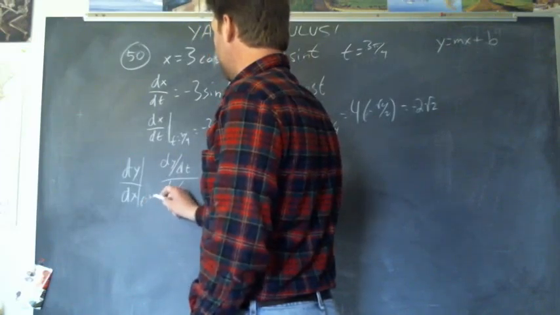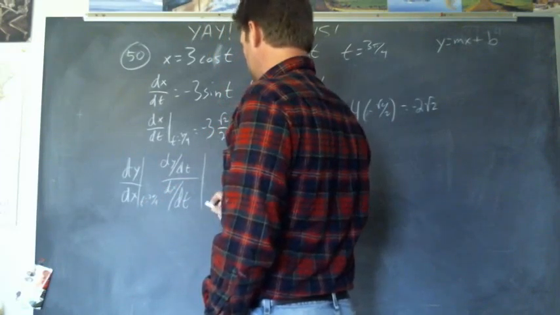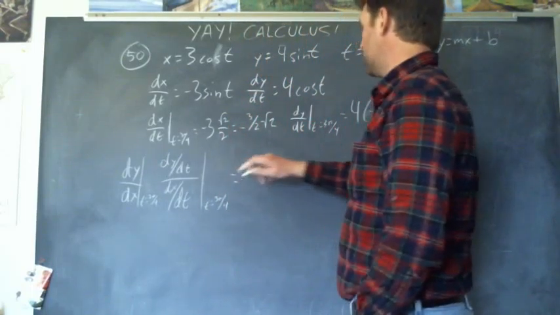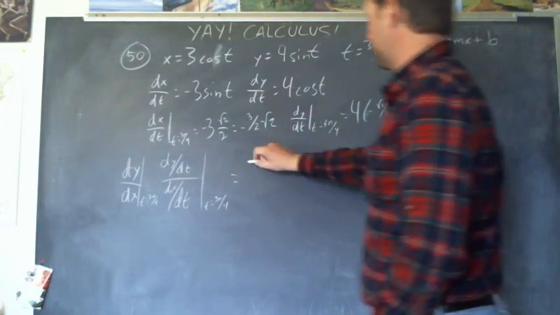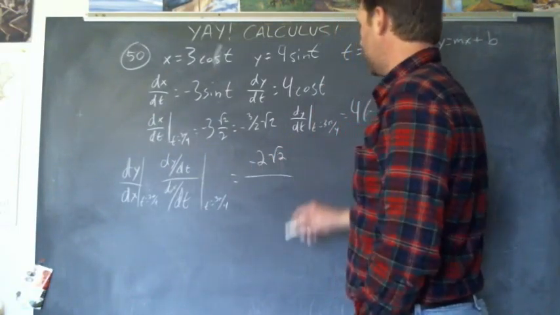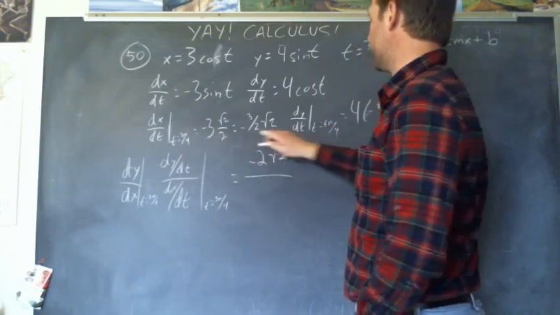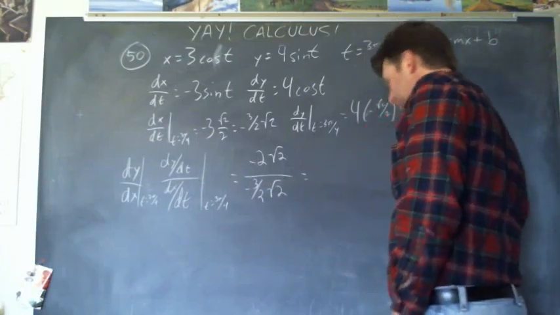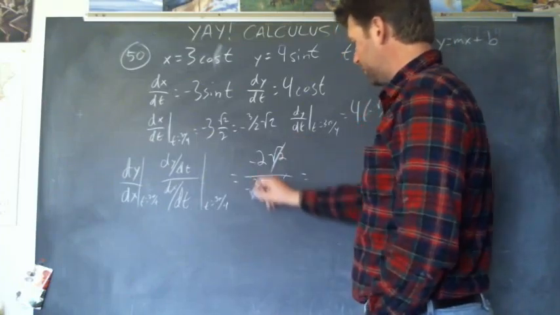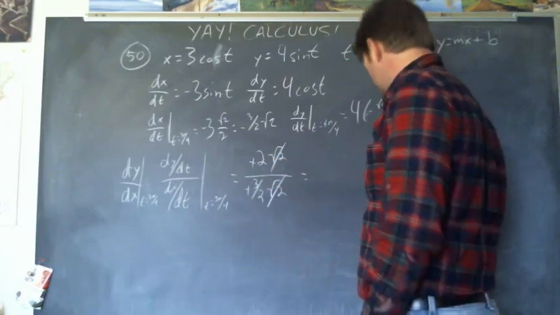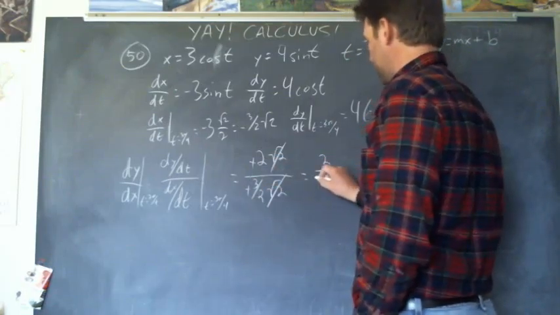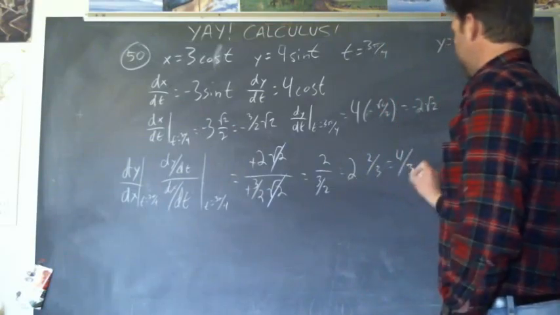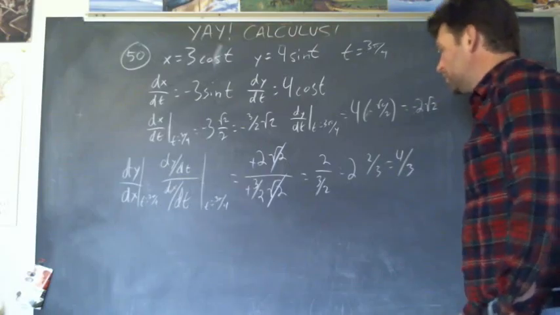So if we evaluate all this at t equals 3 pi over 4, it is going to be dy/dt evaluated at 3 pi over 4, which is negative 2 radical 2, over dx/dt evaluated at t equals 3 pi over 4, which is negative 3 halves radical 2. We can do some canceling here. Those go, negatives go to positive. 2 divided by 3 halves is the same as 2 times 2 thirds, which is 4 thirds. So that's our slope.